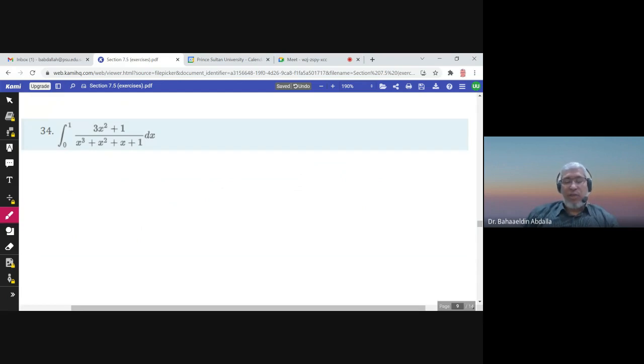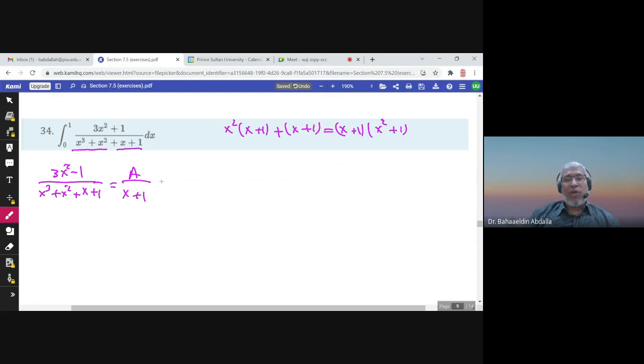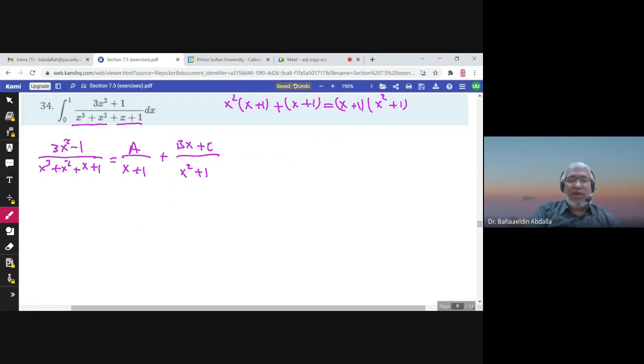This is a rational function. We need to factor the denominator. We can factor the denominator using grouping because we have 4 terms. So if we take x squared from the first 2 terms, we will have x plus 1 and x plus 1 also here. So now I can take x plus 1 as a common factor, and I'll have x squared plus 1. So I can write this rational function as A over x plus 1, and x squared plus 1 is an irreducible quadratic factor. So I put Bx plus C here, and I find A in our quick way, and then multiply and find B and C and find the integral easily.